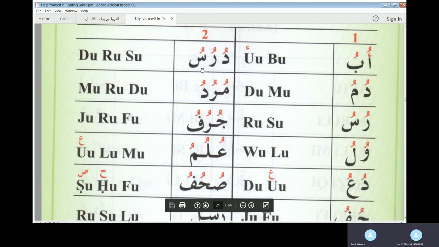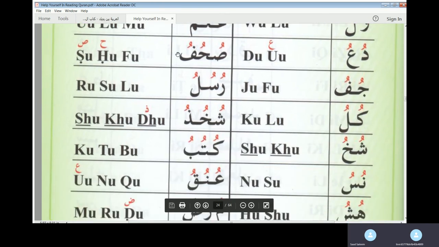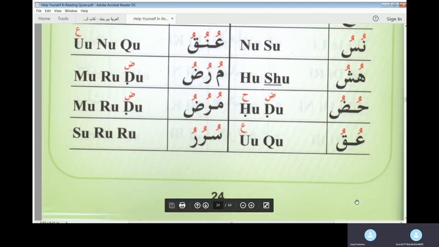Ubu, durusu, dumu, murudu, rusu, jurufu, wulu, ulumu, duhufu, suhufu, jufu, rusulu, kulu, shukudu, shuku, kutubu, nusu, unuku, kush, murudu, hudu, uku, sururu.